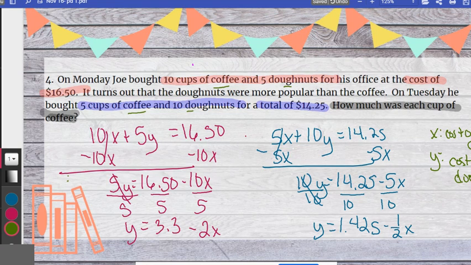All right, guys, so here are your two equations. Y equals 3.3 minus a 2x and y equals 1.425 minus a 1/2 x. Again, please do not cut off the decimal in that second one. You got to keep the whole decimal or our answers aren't going to come out to be correct. All right, so again, you have two options here.